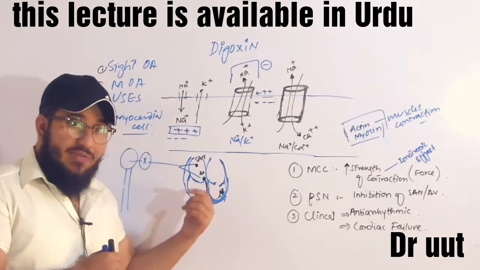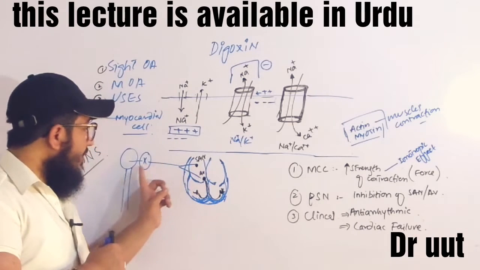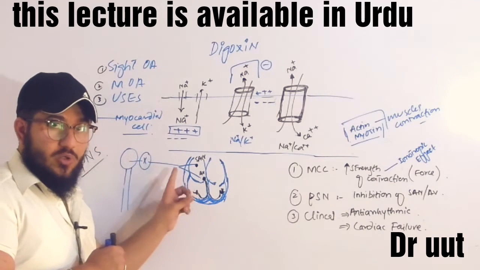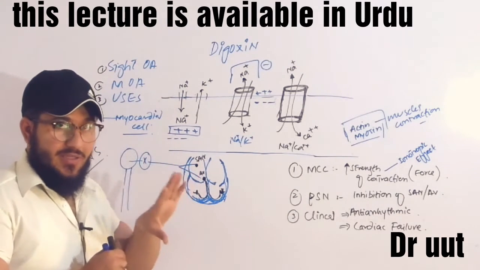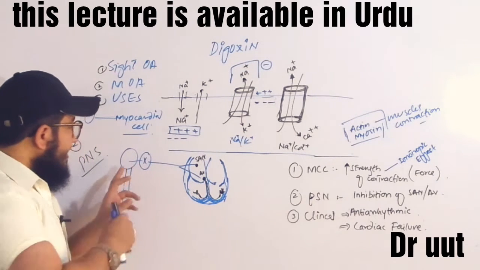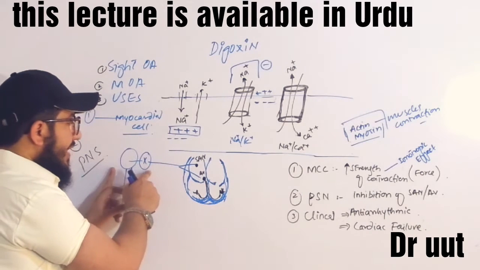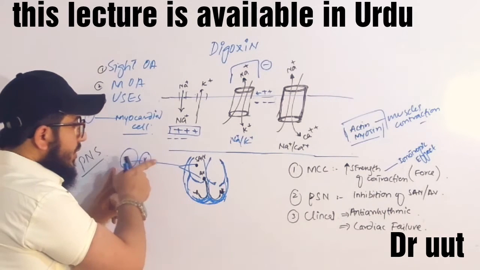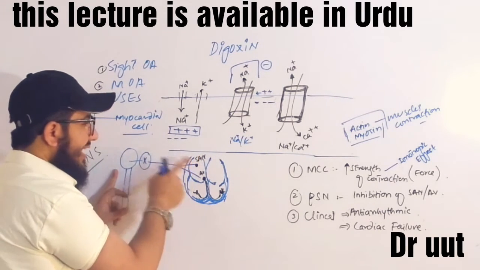So the SAN and AV node also have the supply of the parasympathetic nervous system, though they also have the supply of the sympathetic nervous system. So now we are talking about the parasympathetic nervous system. When the parasympathetic nervous system, specifically the vagus nerve, is activated, it will cause the inhibition of the SAN and AV node.